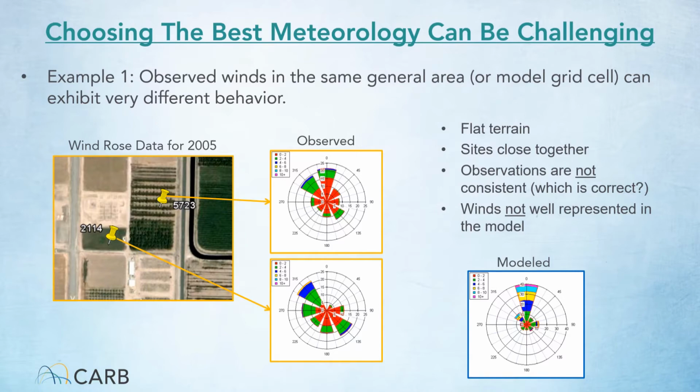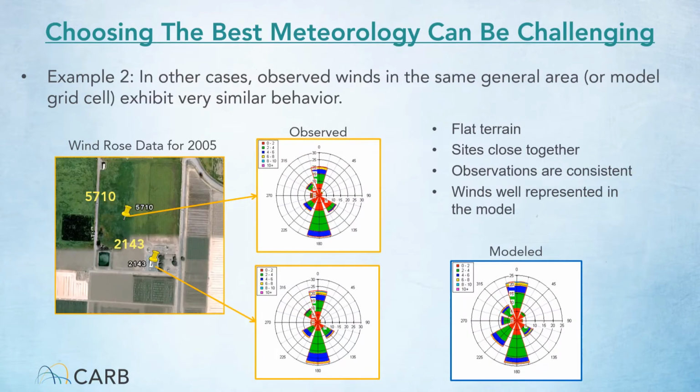So as a result, observations are not consistent. Then the question is, which is correct and which one can we use? As a result, we conclude from this that wind is not well represented in the model, and we have to choose which station data we can use in the model.